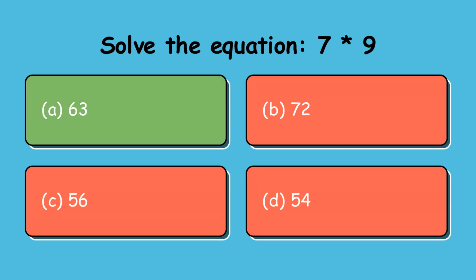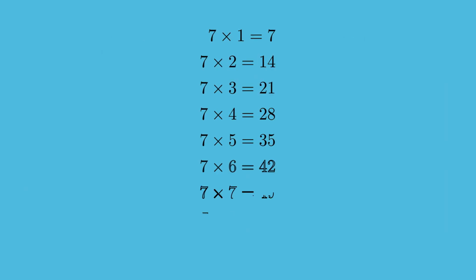Correct answer is A. To find the product of 7 and 9, we use the multiplication operation. Multiplication can be thought of as repeated addition, in this case, adding 7 a total of 9 times, or adding 9 a total of 7 times.